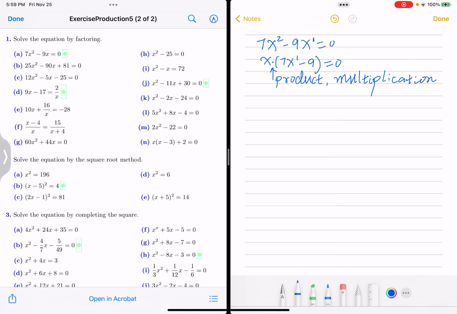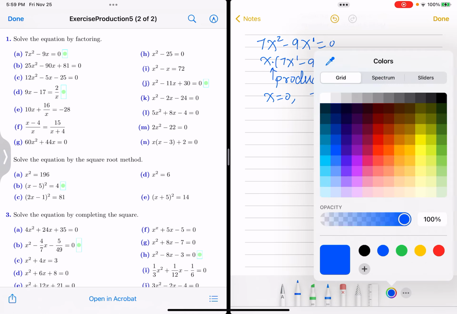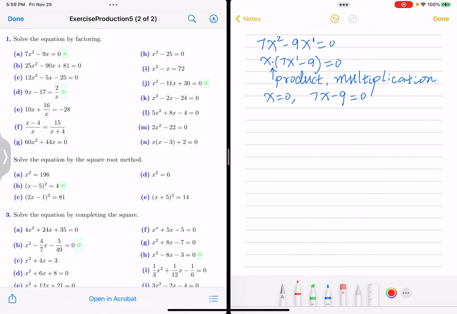Since the product is 0, then either x will be 0 or 7x minus 9 is 0. Then x is 0 is one of the solutions. You see, if you plug in here, 7 times 0 squared is 0, and 9 times 0 is 0. So one solution will be x equals 0.